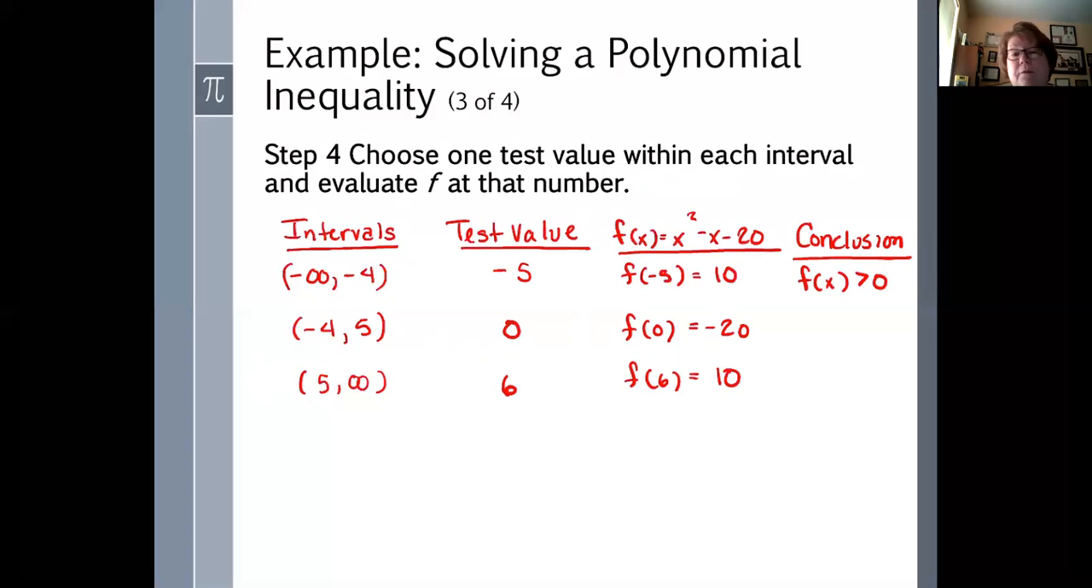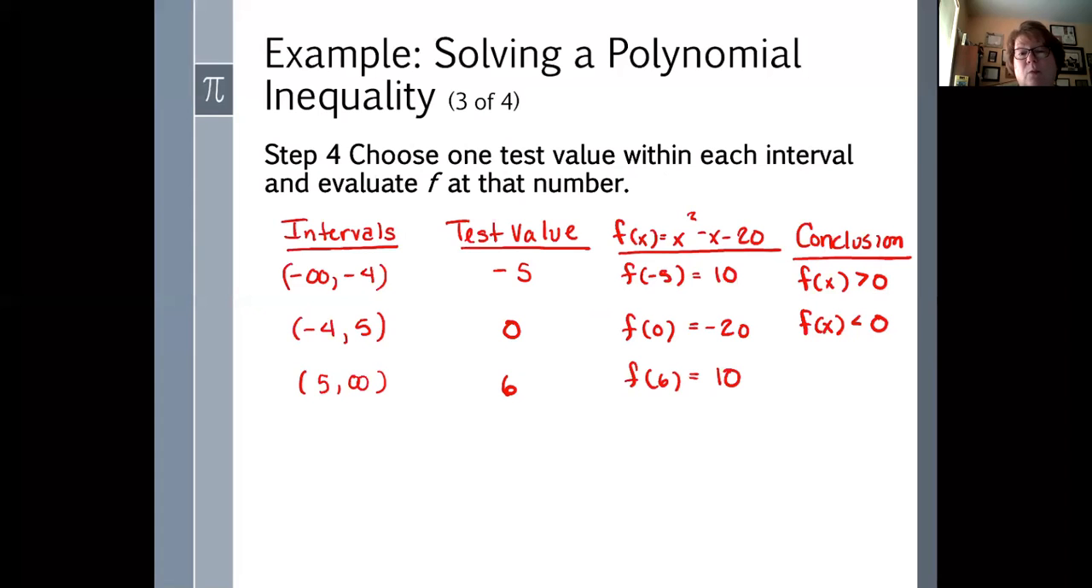All right. For the second test point 0, I got -20. So for every point between -4 and 5, if I were to evaluate this function, I would get a negative number. So for example, if I evaluated the function at -3, it would be negative. If I evaluated it at 1, it would be negative. So for every value between -4 and 5, the value of my function will be negative. So my conclusion is that my function value would be less than 0.